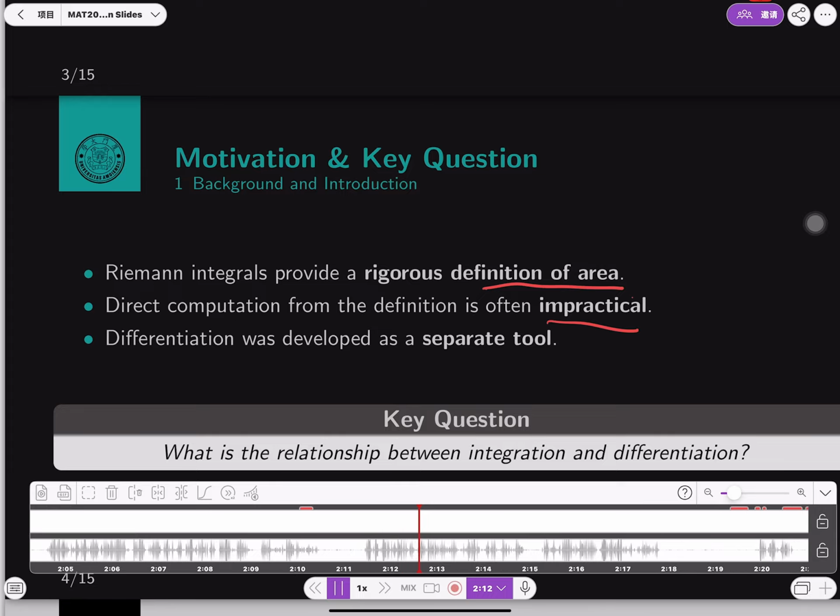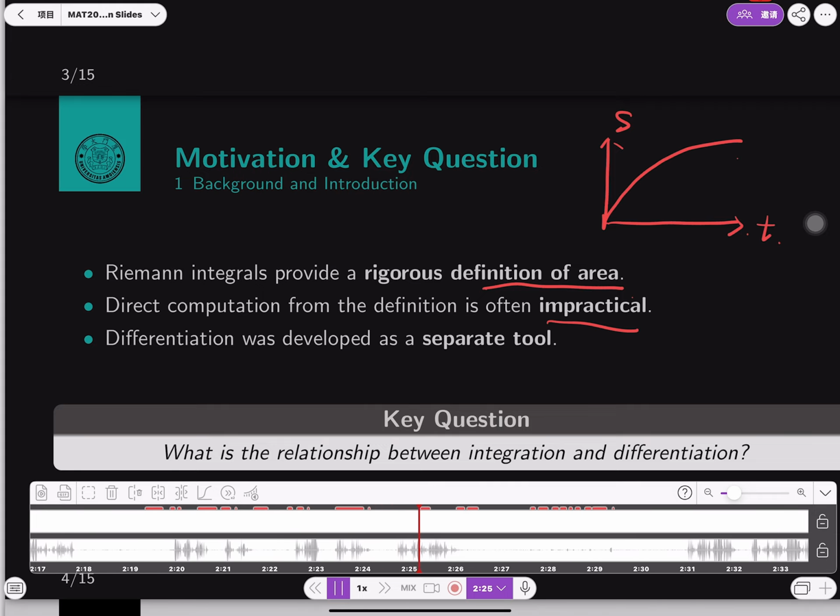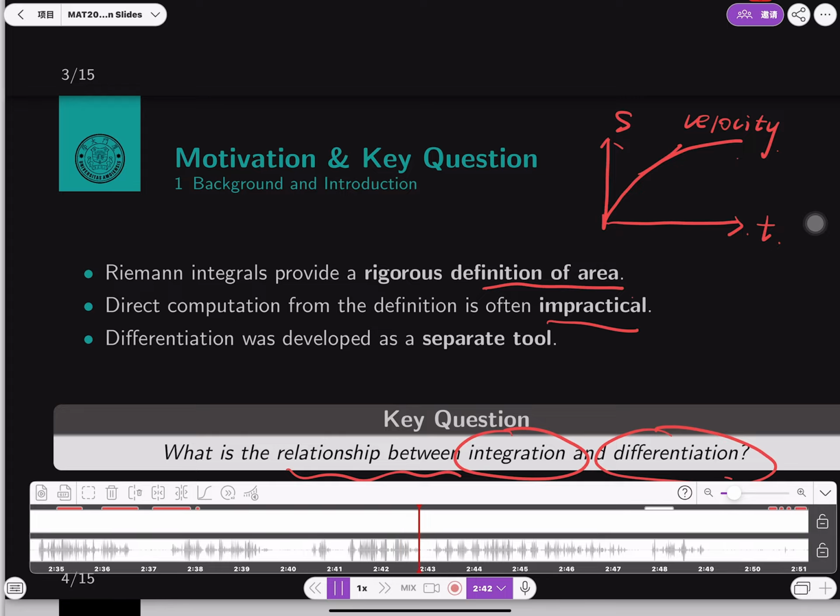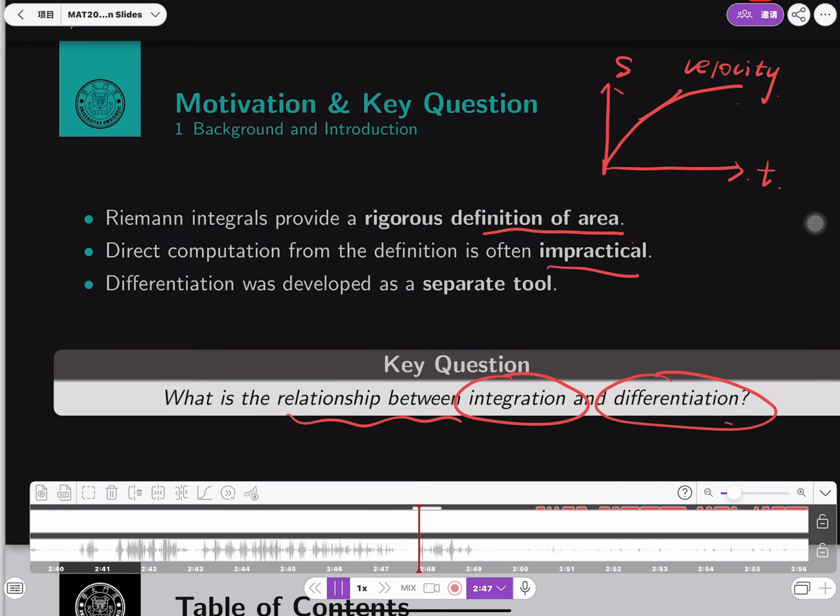At the same time, differentiation was developed separately as a tool to study rate of change. For example, the slope of this is the velocity. This naturally leads to the following key question. What's the relationship between integration and differentiation? The fundamental theorem of calculus will provide a precise answer to this question. This is our topic.